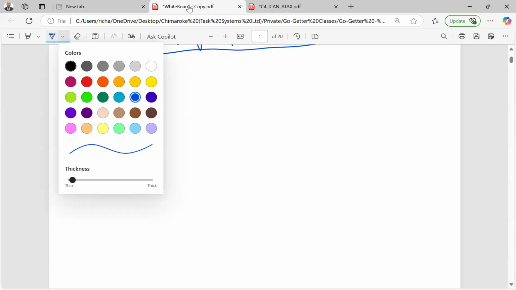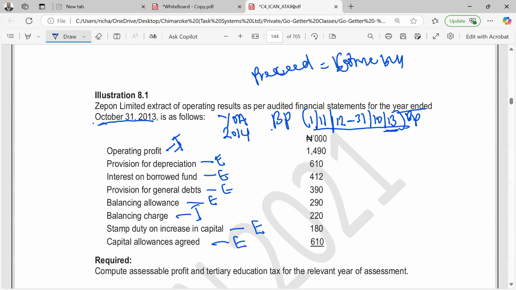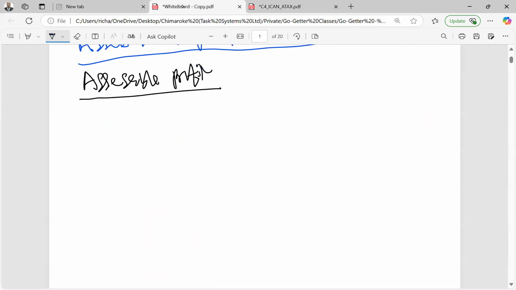So what do we do now? So let's check. We are starting with assessable profit. How do we compute the assessable profit? So one, you were not given the net profit. So we're not using the net profit method. We are going to be going from the beginning. Okay, we are given the operating profit. So we start from there.